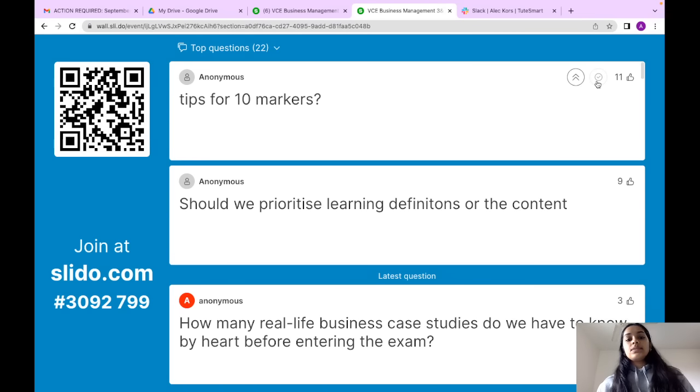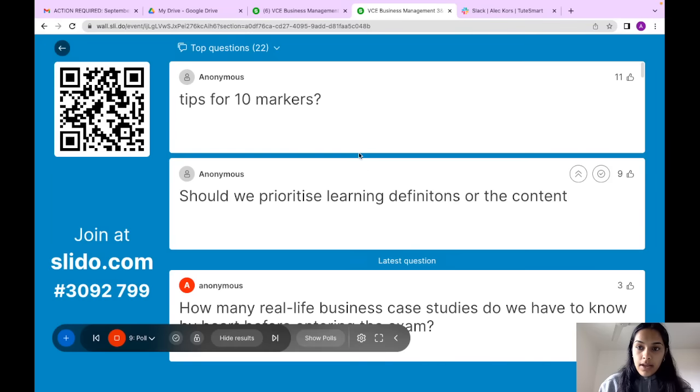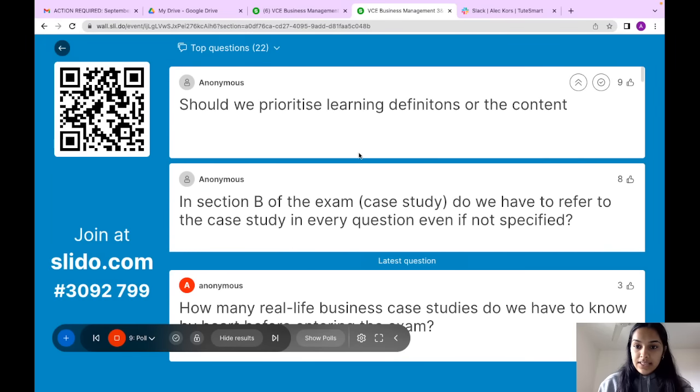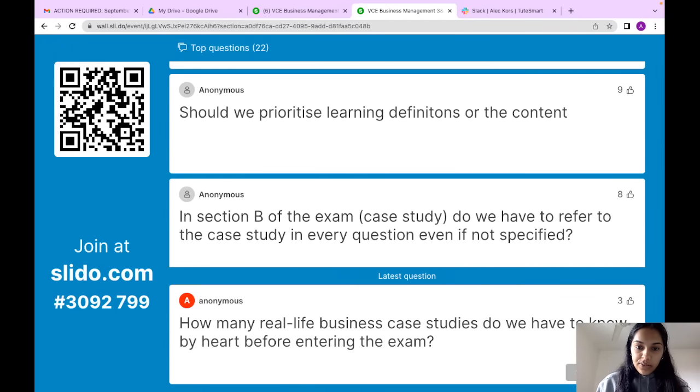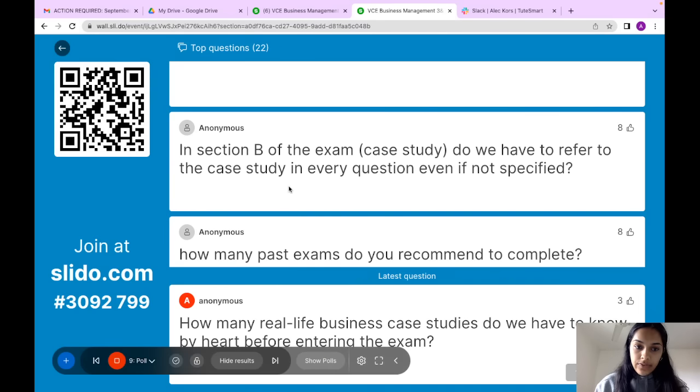Okay, tips for 10 markers. We're going to go through 10 markers towards the end of the lesson, so I will answer that towards the end of the lesson. And then I'll look at one more question. So in section B of the exam, case study, do we have to refer to the case study in every question, even if it's not specified?